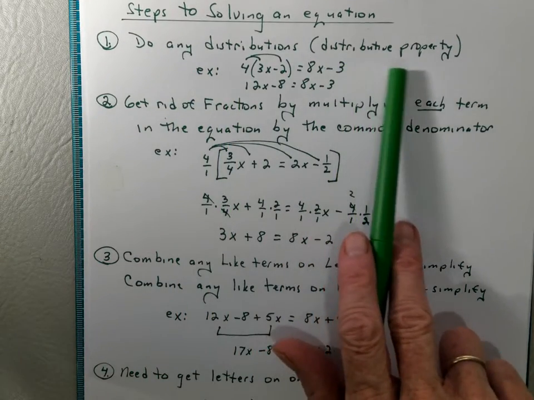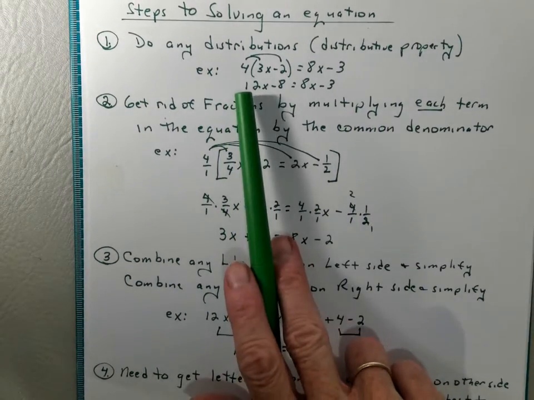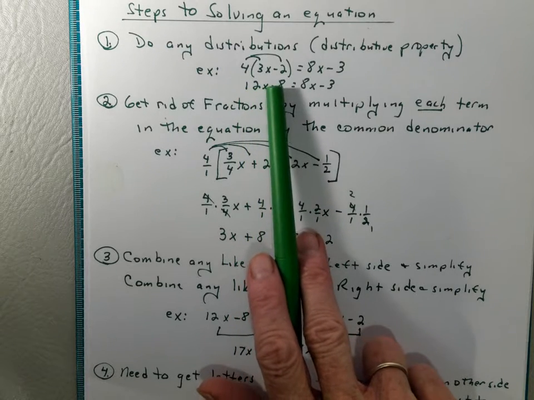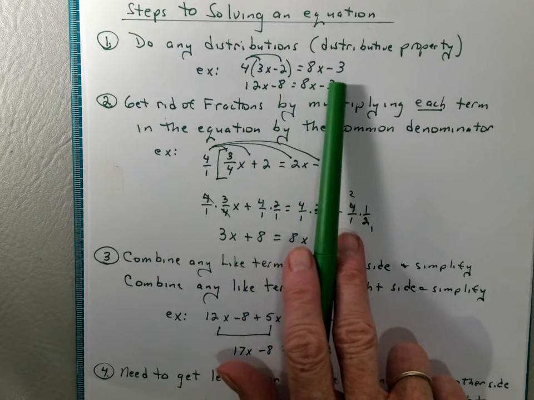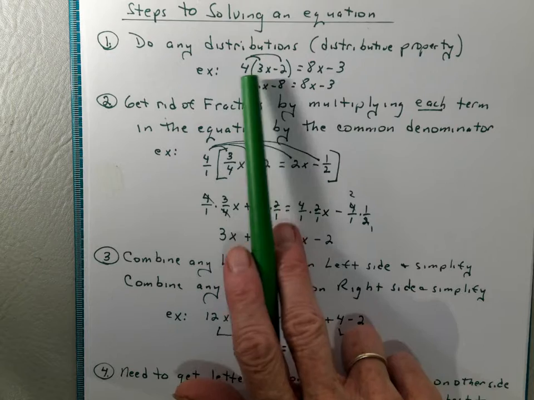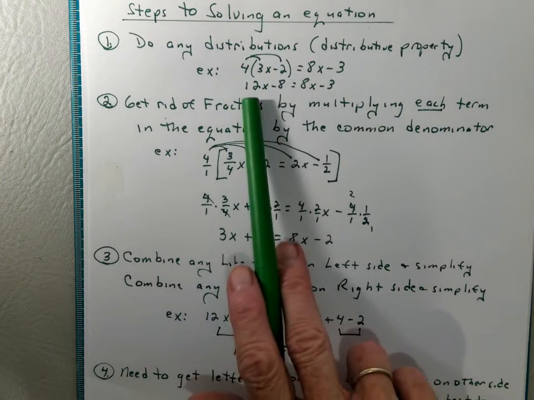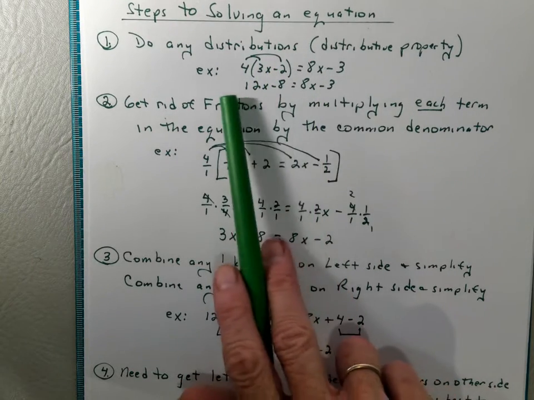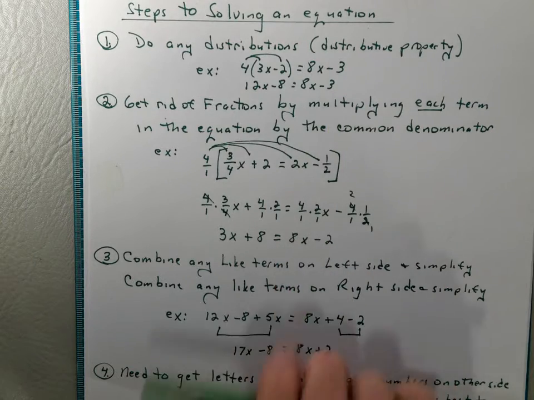That means using the distributive property. For example, 4 times (3x minus 2) equals 8x minus 3. You want to multiply the 4 with the 3x and the 2 first, okay? And that gets rid of the parentheses.